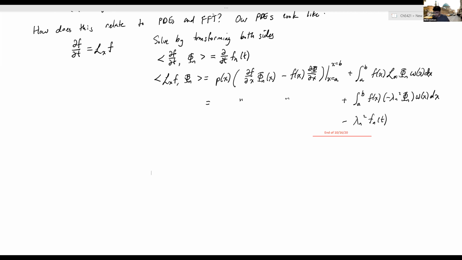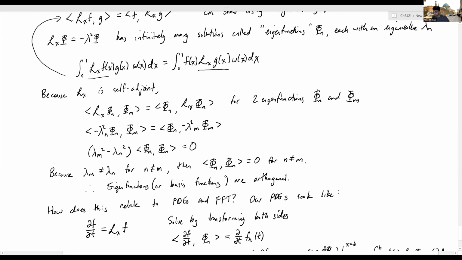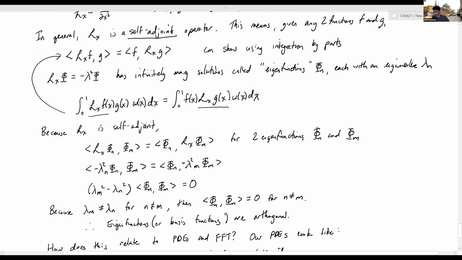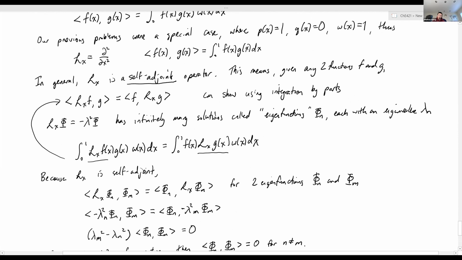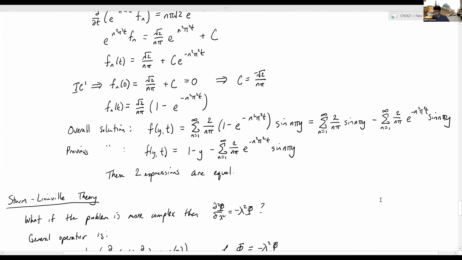So, on October 16th, we mentioned that we could use either a shift function saying it's f of y, t is equal to 1 minus y minus the infinite sum of blah, blah, blah, or 1 minus e to the n pi squared t times sine n pi y. Yeah, I'm sharing it right here, what we're talking about, right?